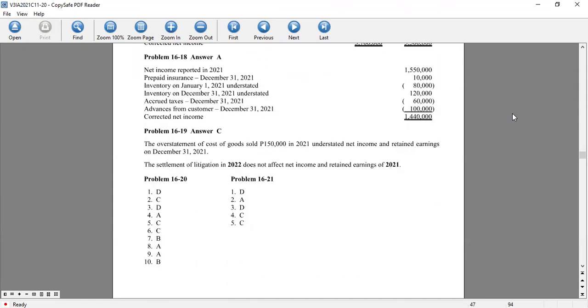Next for number 19. If in the 2022 financial statements, the December 31, 2021 retained earnings balance as previously reported should be adjusted by what amount before tax? So we have now the amount in letter C, 150,000 credit. And we have now 16 plus 20 and 21 for the multiple choice theory.